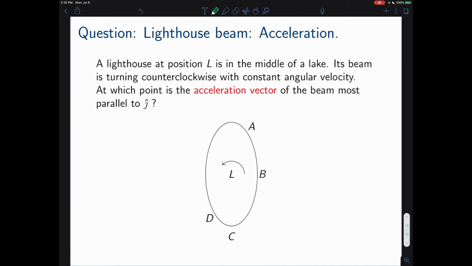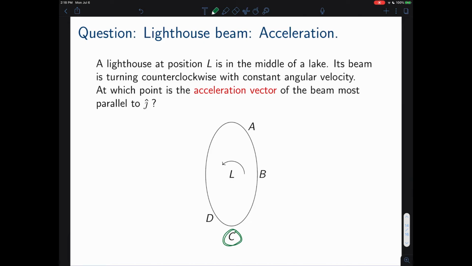Now we're wondering about the same question with the acceleration vector instead of velocity vector. So there's the same setup with a lighthouse. And now, when is the acceleration vector of the beam most parallel to J? You can pause the video and think about it. This time the answer is C.